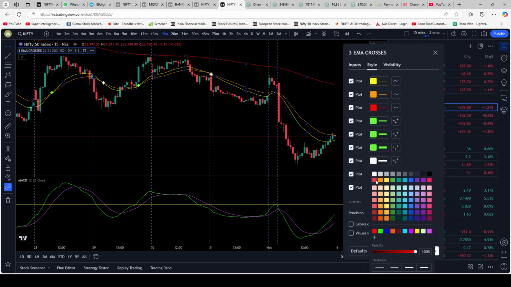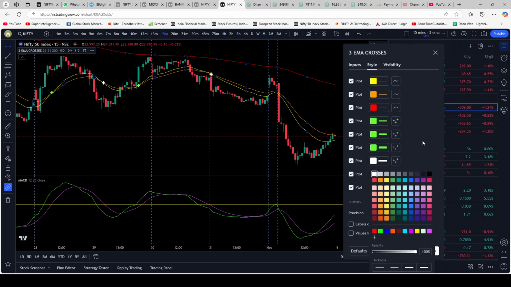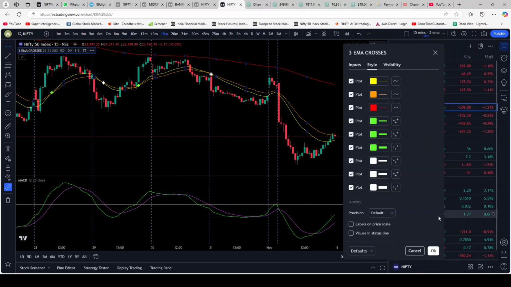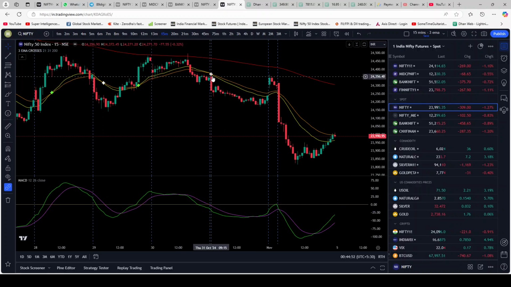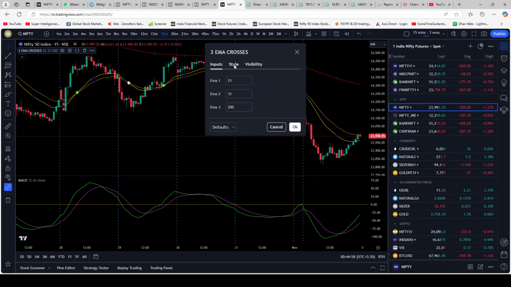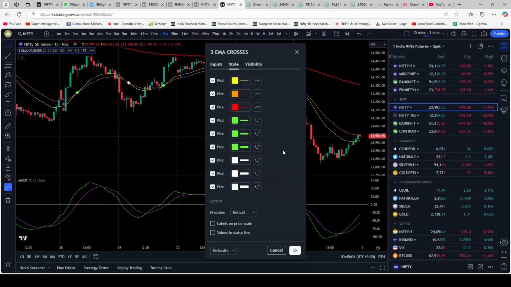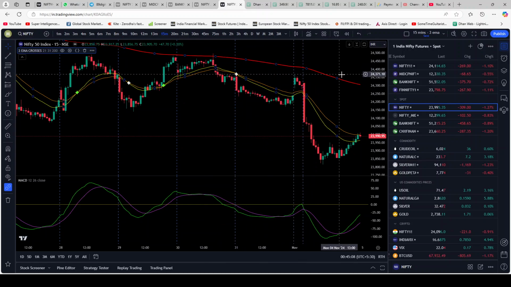For down movements, we will use white, and up movements can be green. All right, let it be green for up, and for down white, so it's more visible to you. This thick line that you see, we can make thicker. Yeah, this is the one. So we'll make the 200 line thicker, and the other ones we'll leave the way they are. This line that you see is the 200.